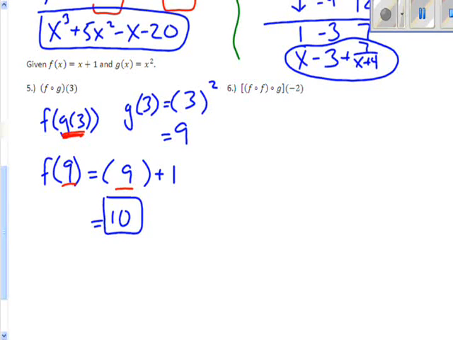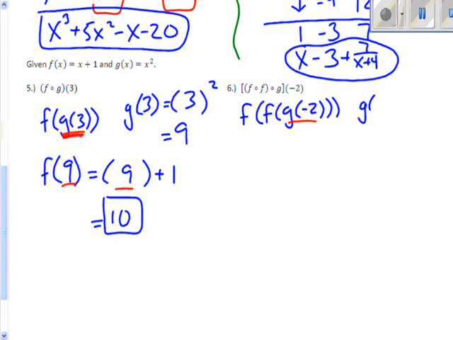For the next one, I'm doing something very similar. A couple people were getting thrown off by the parentheses and the brackets that are here. Really, if I write in the other notation, it's f of g of negative 2. Really, all those parentheses can be counted as just part of the notation. And now, again, I'm going to start on the inside with the g of negative 2.